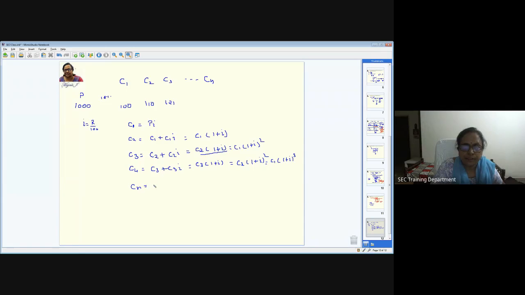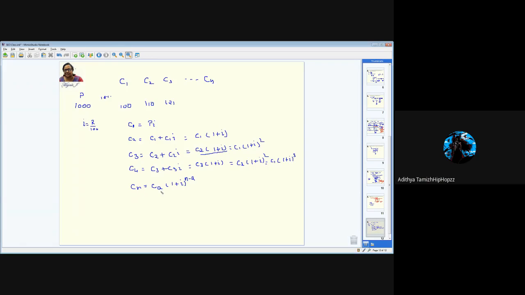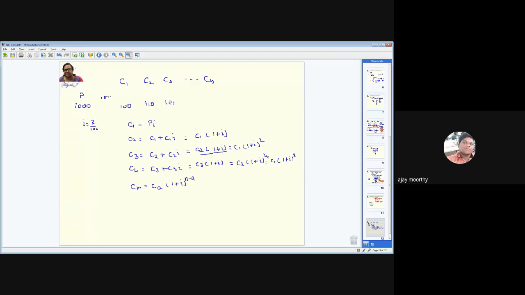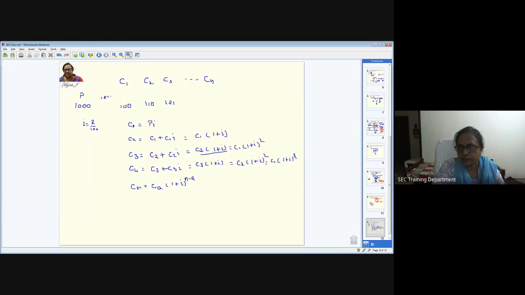Cn is nothing but C of some number A, into 1 plus I to the power n minus A. You can apply it anywhere, like C4. If I take 4 here in terms of C3, this is 3 and this is 4 minus 3, which is 1. So that is why you have 1 here. The sum of this power and this suffix, these two together, should be this number, right? So C4 is equal to C2 into 1 plus I the whole square, because 4 should come. This plus this should equal this number.